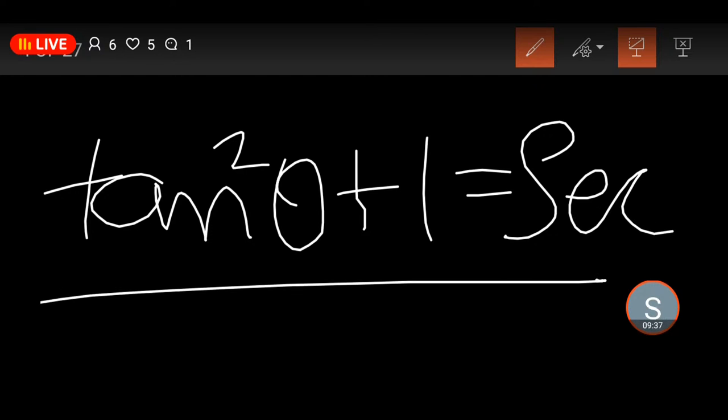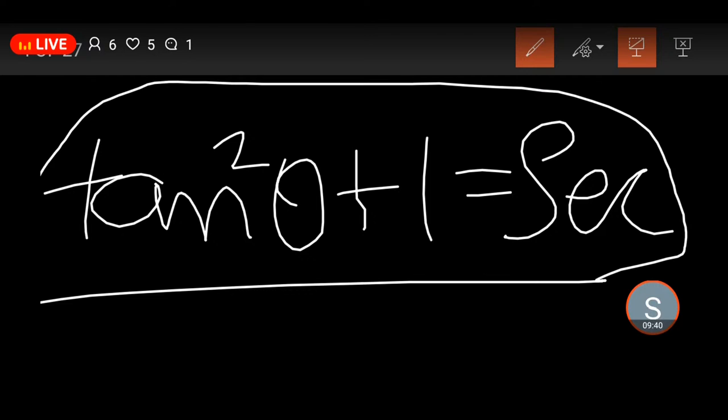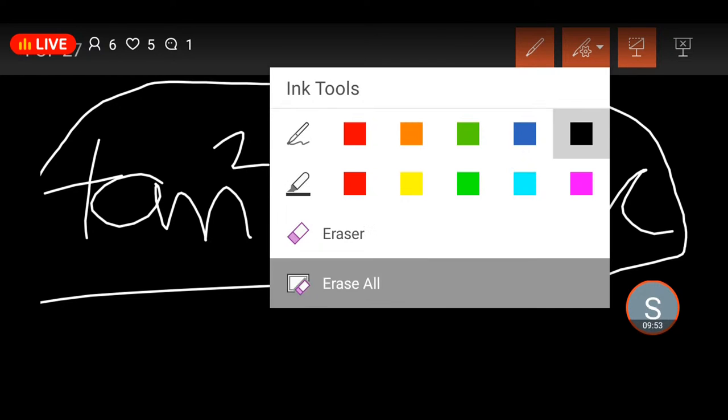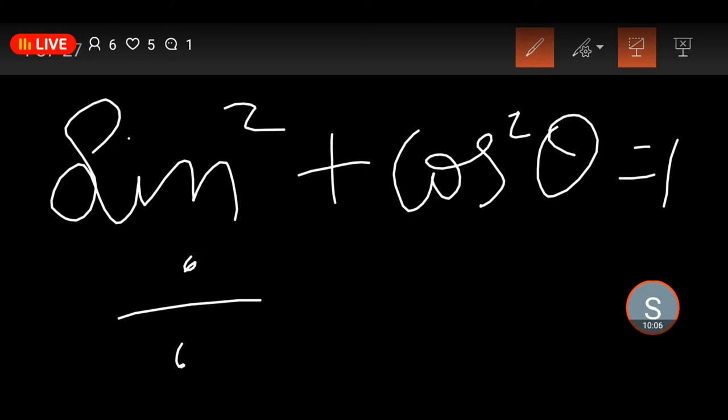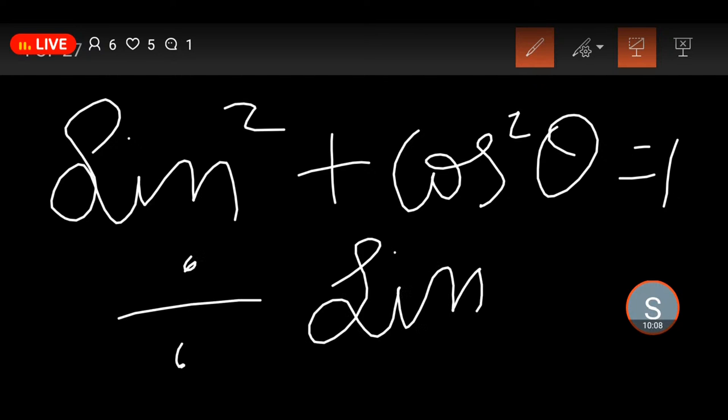This is the formula which we derived, and the homework to you guys is to derive 1 plus cot square theta is equals to cosecant square theta. Write sin square theta plus cos square theta is equals to 1, and divide the entire equation by sin square theta. See what you will get. This is homework to you guys. Please do this homework.